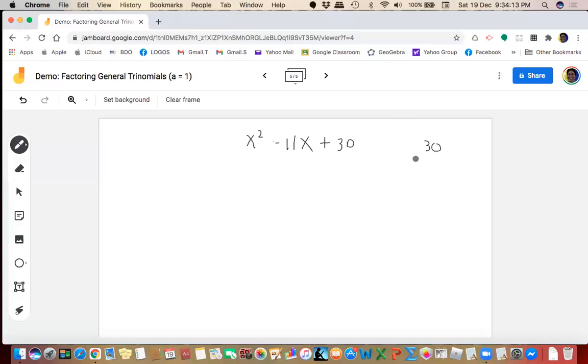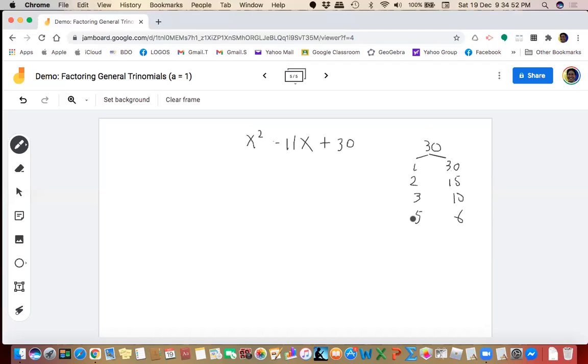All right, so the factors of 30 are 1 and 30, but that adds up to 31, so that's not what we're looking for. 2 and 15, but that adds up to 17, so that's not the one either. 3 and 10. 3 and 10 add up to 13, so we haven't found the pair we're looking for. 30 is not divisible by 4, so we can omit 4. 5 and 6. All right, 5 and 6 add up to 11. So we have the correct pair.